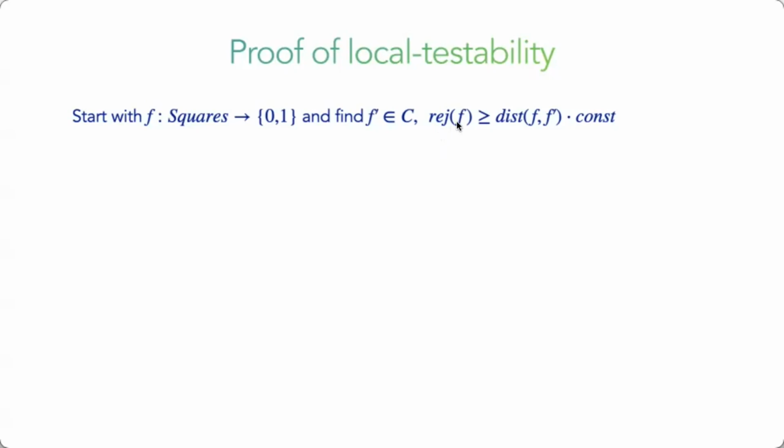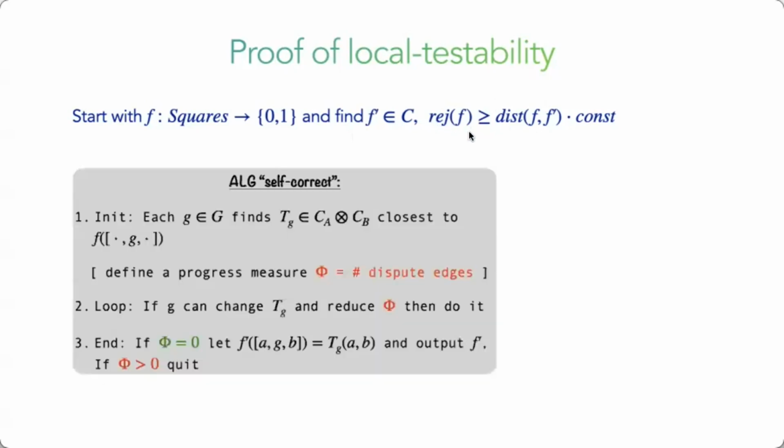So what I want to do is imagine that this is small. And I say, if it's small, I'm going to find a code word F prime that is actually in the code and close, with its distance proportional to this. So we do it with this algorithm. So let's look at this algorithm.